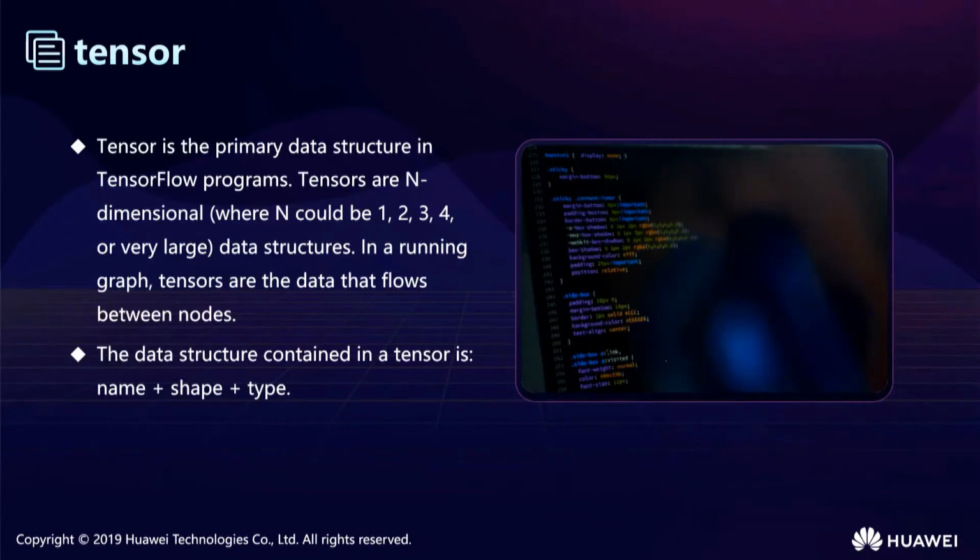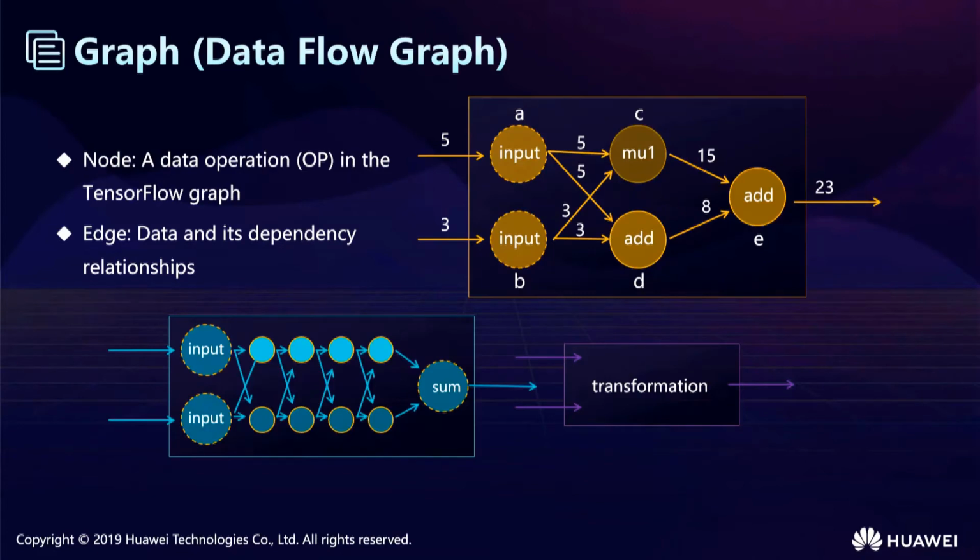First, we introduce the tensor. We have already said it before. The tensor is the data structure in TensorFlow. Tensor is n-dimensional, and in the computing graph, the tensors are the data that flows between the nodes. The data structure contained in a tensor includes name, shape, and type.